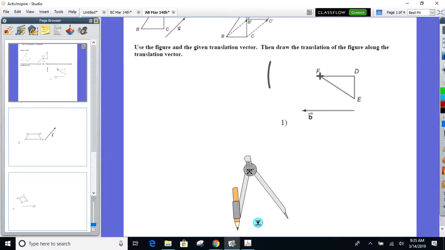So that arc you just made, F prime is going to go somewhere on there. We just got to find exactly where. Because I know the distances match. All right, the distances match. Now I got to go in the right direction. So is it going to be here, here, here? That's the second step here.